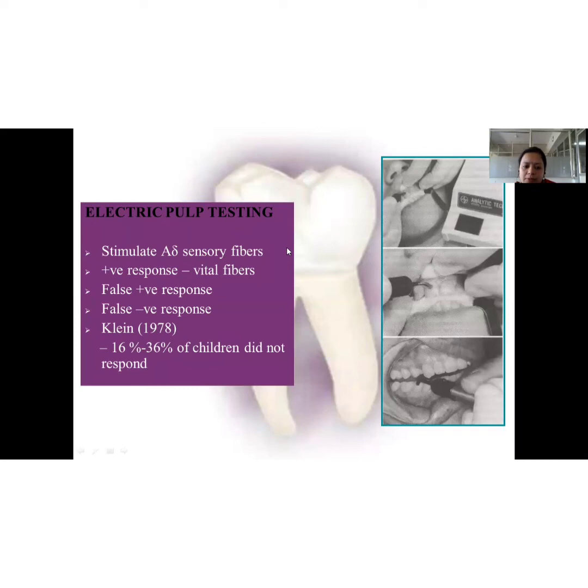Now, electrical pulp testing. Basically, the electrical pulp test stimulates A delta sensory fibers. If there is a positive response in electrical pulp testing, then there is vitality in the tooth. There may be a false positive response and a false negative response also in electrical pulp testing, so we need to take care of that also. In 1978, studies showed that nearly 15 to 30% of children were non-responsive to electrical pulp testing.